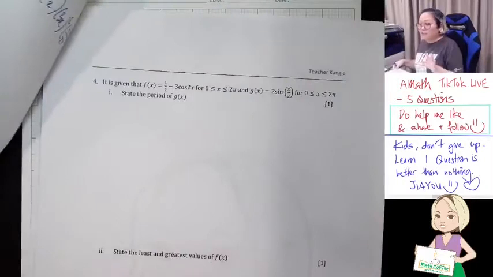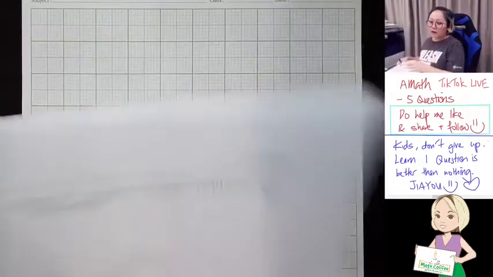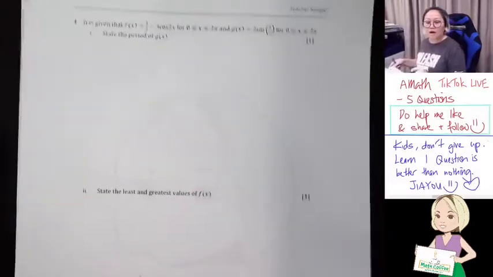My next question is plotting trigo graph. Today I will show plotting sine graph and cosine graph.